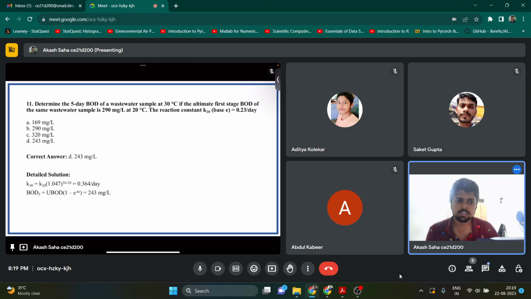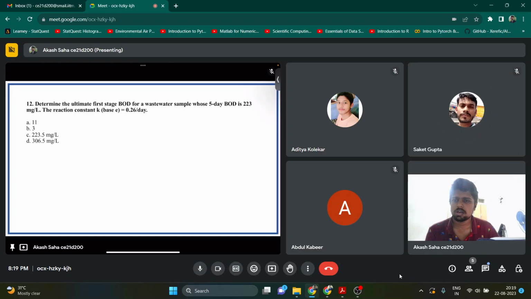Is there any problem with the solution? No, sir. Okay. Again, you have to find the ultimate BOD if the 5-day BOD is 223. So now the question has been reversed. We have to find the ultimate BOD if we have been given the 5-day BOD as 223. The rate constant is 0.26. So tell me what will be the answer. It's a very simple question.